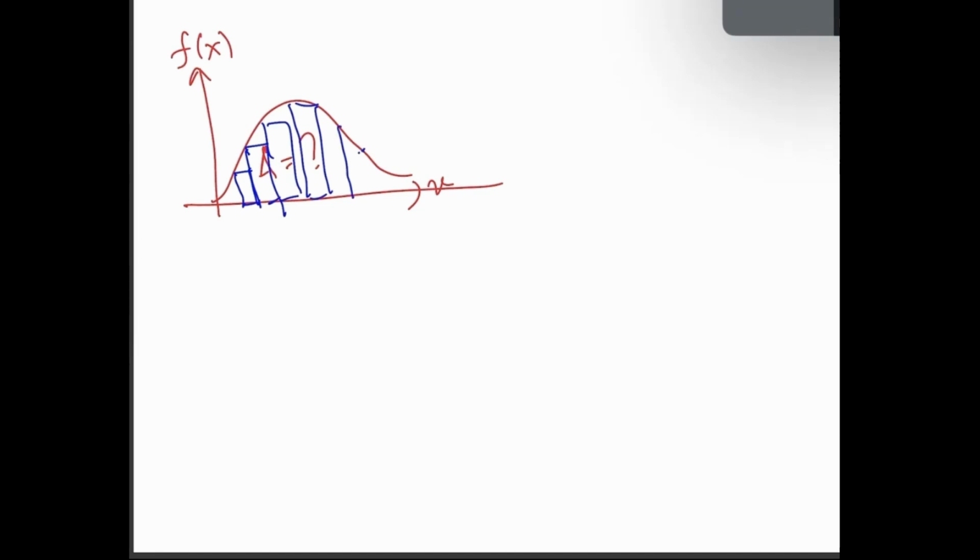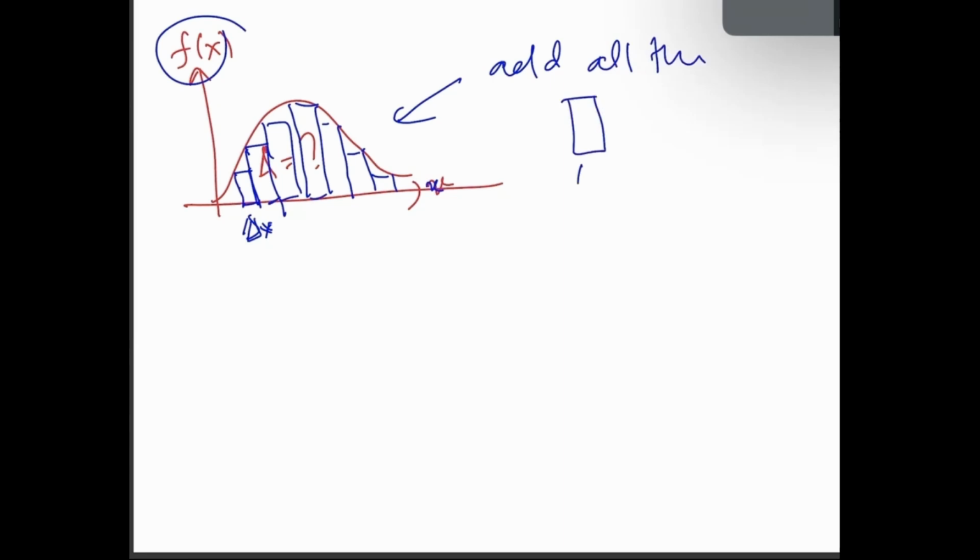Rectangle, this rectangle, this rectangle, with the delta x. This one is x, so delta x, and this one is f(x). So we can add all the rectangles together, and it will become the area. This is delta x. However, we can see that there's still a space here. So this is not very accurate.